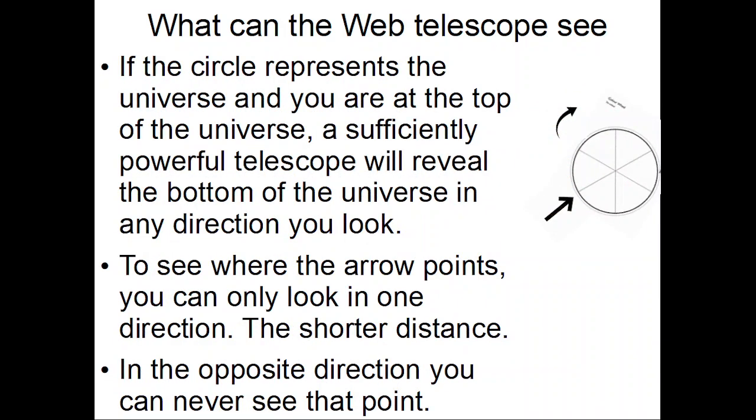If the circle represents the universe and you are on the top of the circle, the universe's north pole, with a sufficiently powerful telescope you will be able to see the bottom of the universe in any direction you look. If you want to see where the arrow points, you can only look in one direction, the direction that's the shortest. If you try looking in the opposite direction, you will never see the point, since the distance from the point to the bottom point expands at the speed of light. Therefore, light from that point can never get to your telescope.